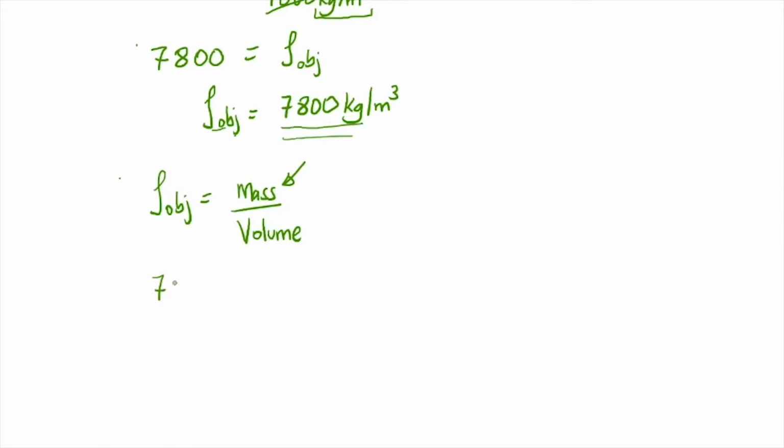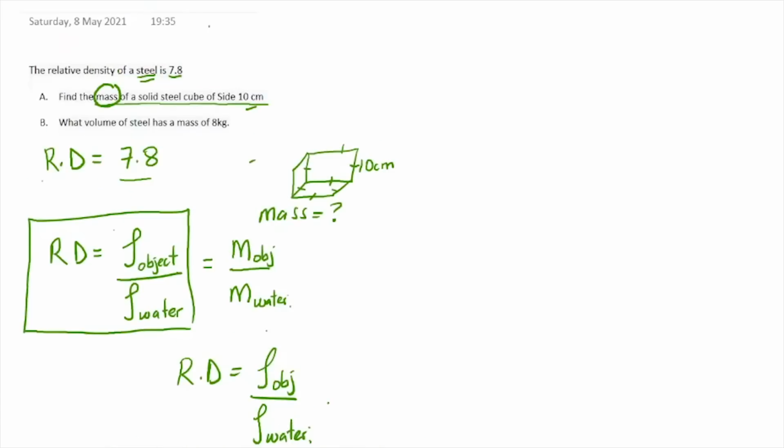So we shall go ahead and say 7,800 kilograms per meters cubed is going to give us the mass of the object, divide that by the volume of the object. Now remember, they told us here that the side is 10 centimeters. So the volume of this object, we know that volume is length times width times height. So if we say 10 times 10 times 10, we shall end up with 1,000.